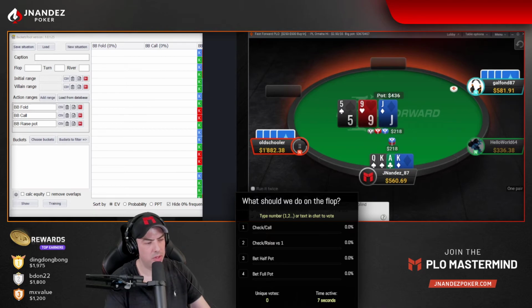So we are the squeezer. On the flop, stacked pot ratio is about 3. A little bit more actually against Scholler. And the question is, should we go for a check call, check raise versus 1, bet half pot or bet full pot, guys? Answer right now in the chat by using a 1, 2, or 3 so that your vote can get locked in. Who wants the million?